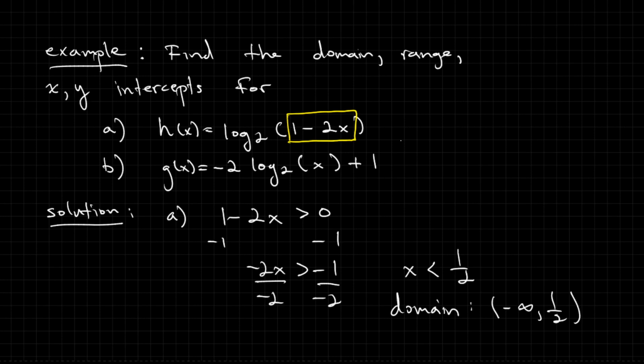Now as for the range, if you apply any of the transformations that we have talked about in this class to a logarithmic function, the range will remain unchanged. The range will be -∞ to infinity. So in this case, and in the case of any transformations applied to logarithmic functions, we get a range of all real numbers. Now to find the x and y-intercepts, we'll set y and x equal to 0 respectively and solve.